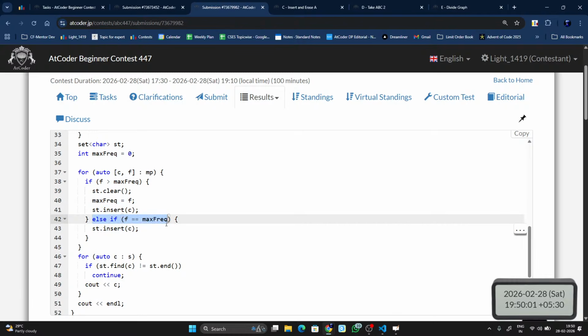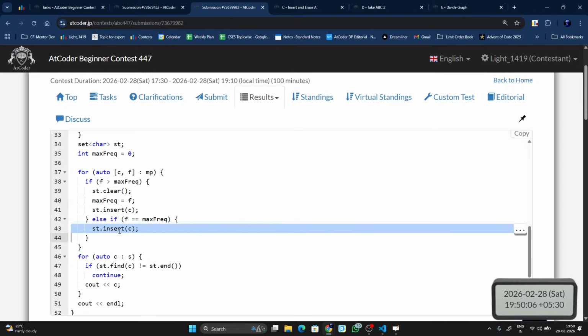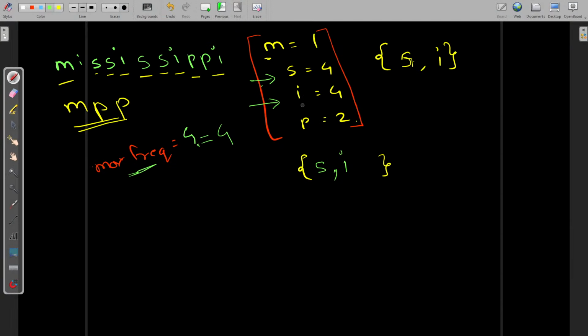And if it is already equal, then we will not clear the set. We will just insert this new character into the set. For example, here I already had a frequency equal to max frequency. So we did not clear S from the set, but we added I to the set. And then we will move on to P.